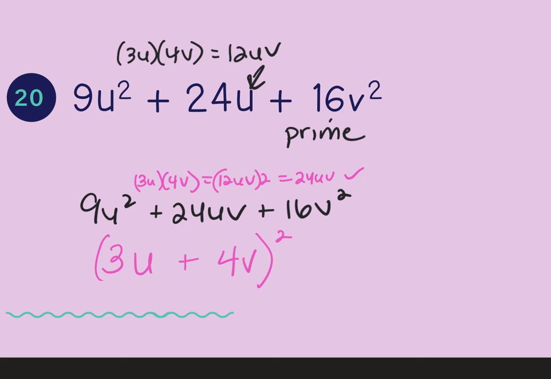Since it's not like 24uv, wouldn't that just make the equation wrong? No, it's just prime. It's not that it's wrong. How do you get 20? Like, how do you get 9u squared? Like, if it's not a perfect square trinomial, how do you get it?